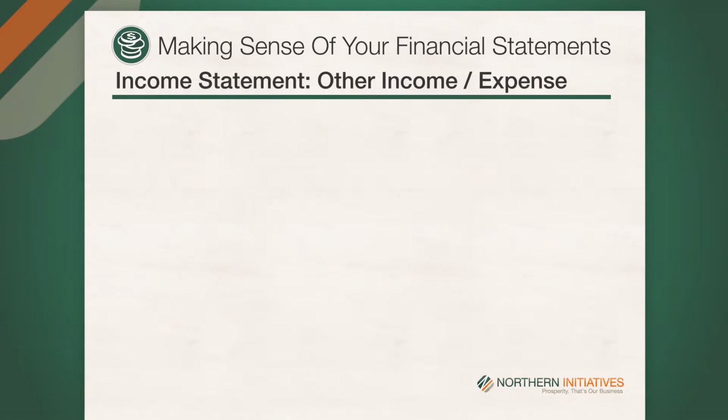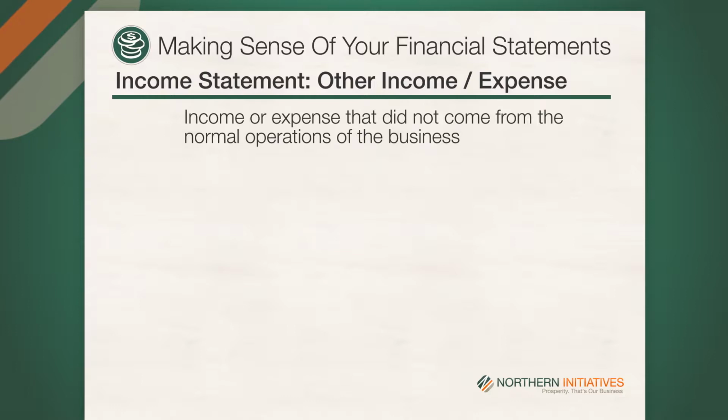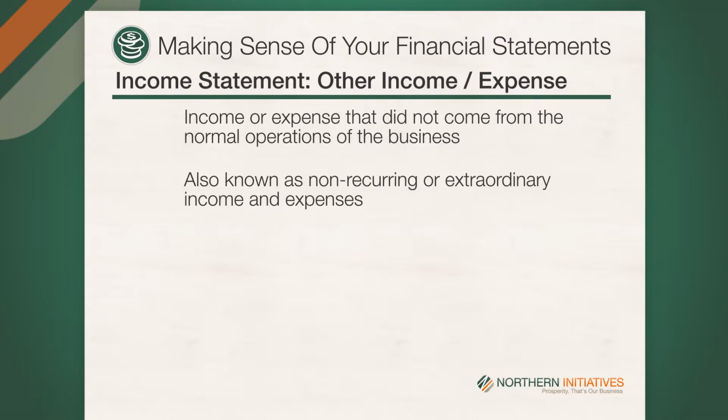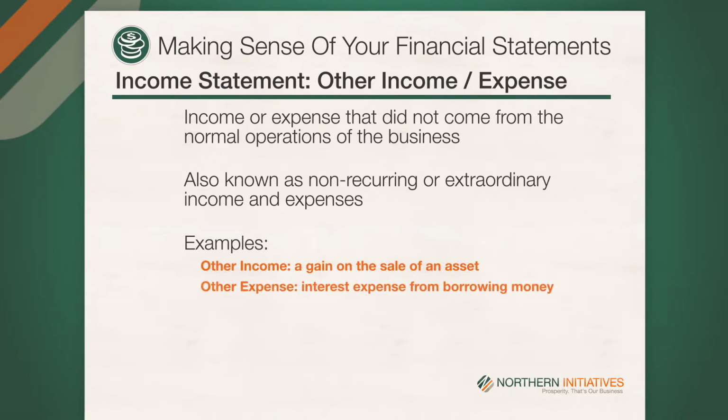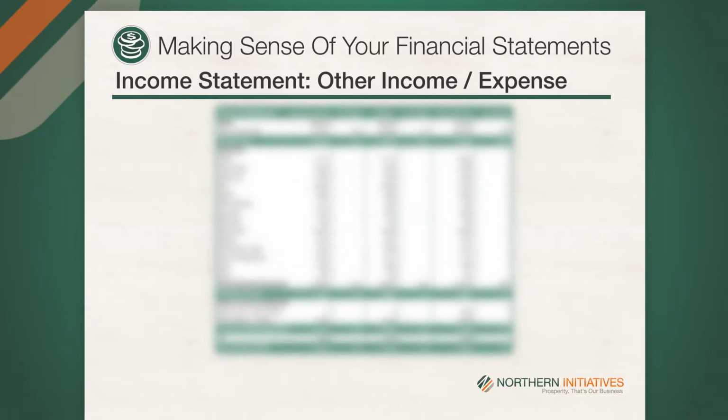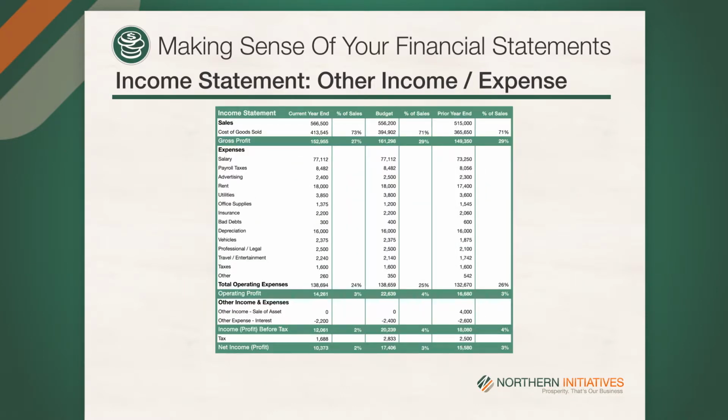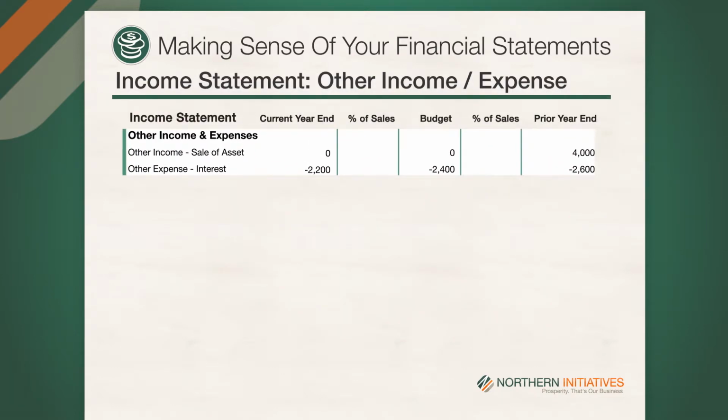Other income and other expense is income or expense that did not come from the normal operations of the business, also known as non-recurring or extraordinary income and expenses. An example of other income is a gain on the sale of an asset. Interest expense from borrowing money is an example of other expense. In the case study, in the prior year, the business sold an asset and realized $4,000 of other income that would not be recurring each year. Also, the business has debt, and the interest paid is recorded as other expense.